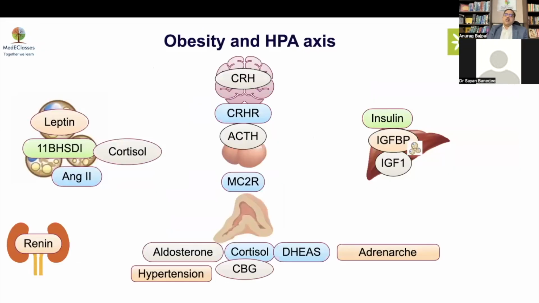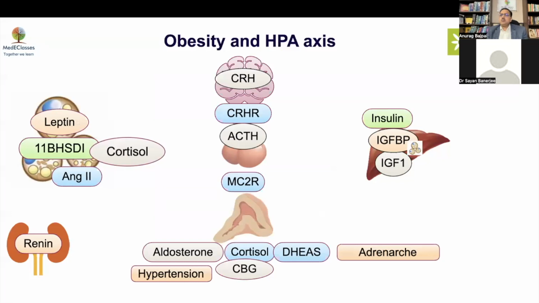Now, besides the growth and thyroid, there is a significant impact on the hypothalamic pituitary axis. And this is very, very important because in obesity, there is a peripheral production of cortisol. The activity of 11 beta HSD, which activates cortisol, increases and the cortisol level goes up. So therefore, obesity is, quote unquote, a pseudo Cushing's disease.